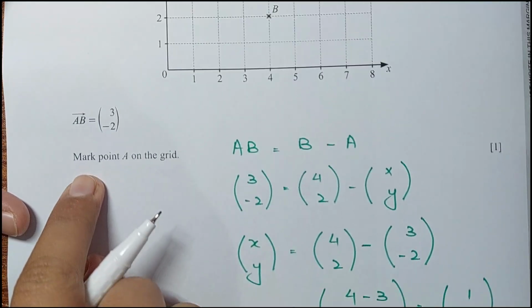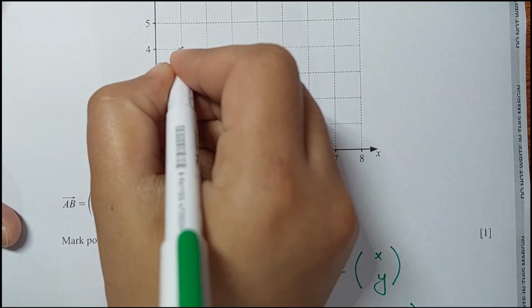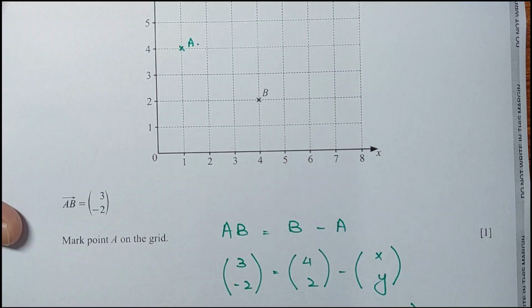So you have to mark the point A on the grid. So A is (1, 4), x is 1 and y is 4. This is A. Just mark it.